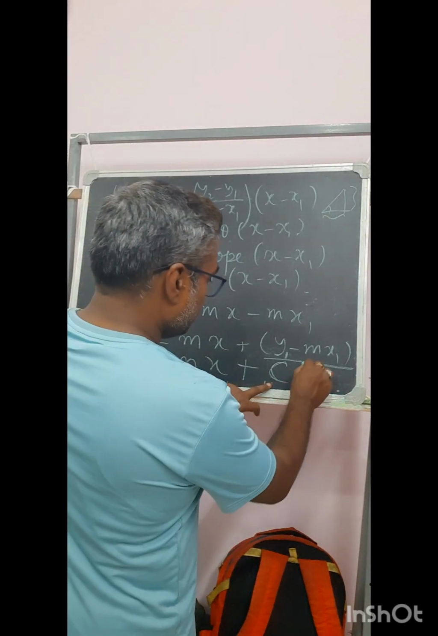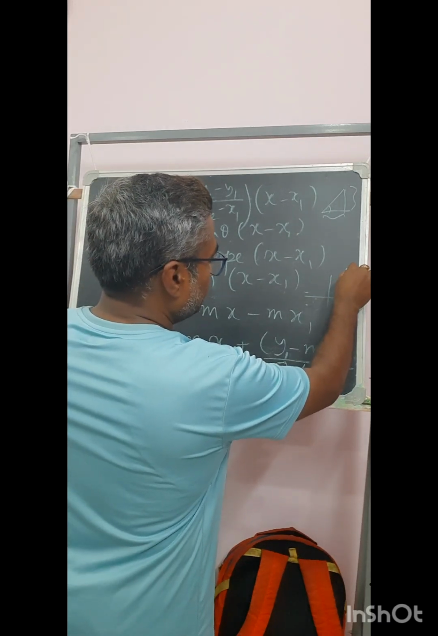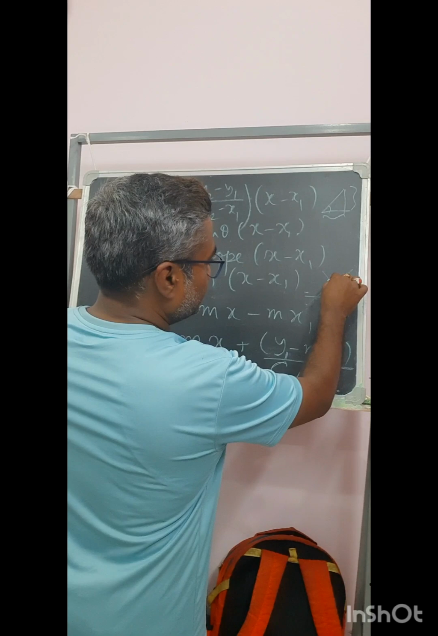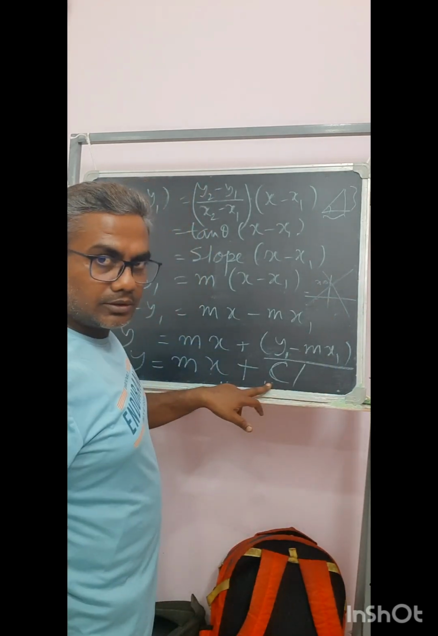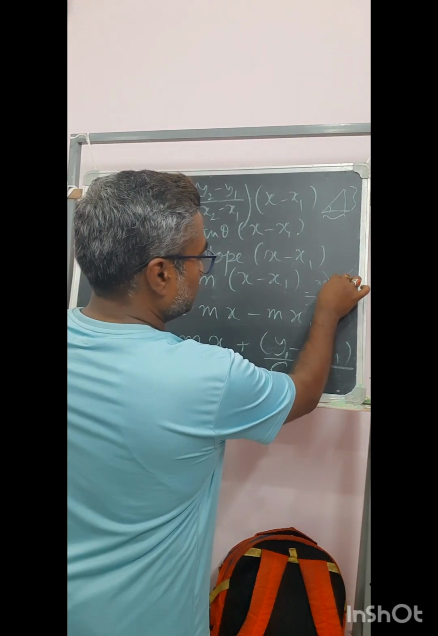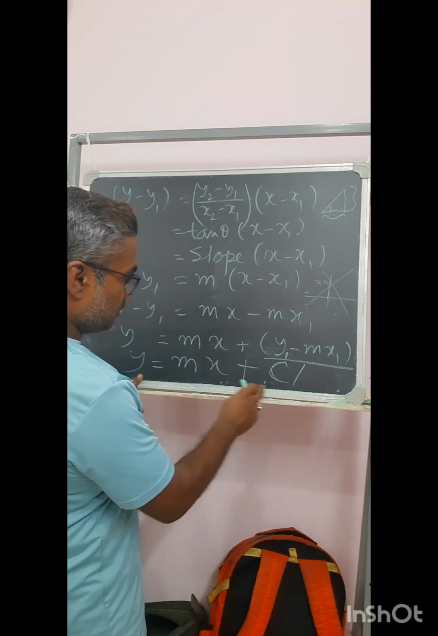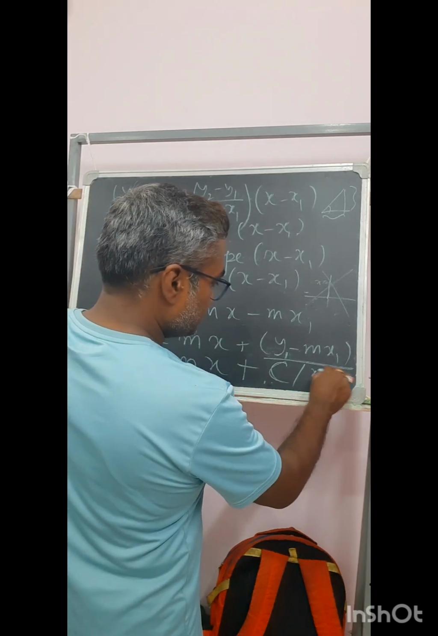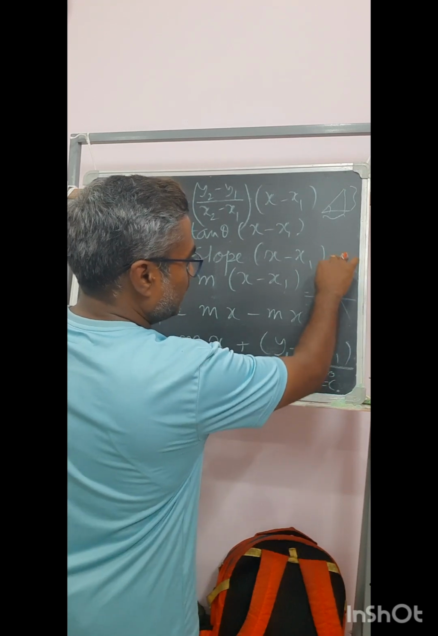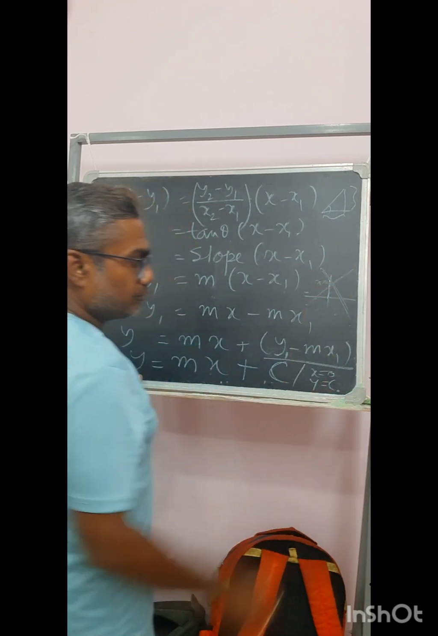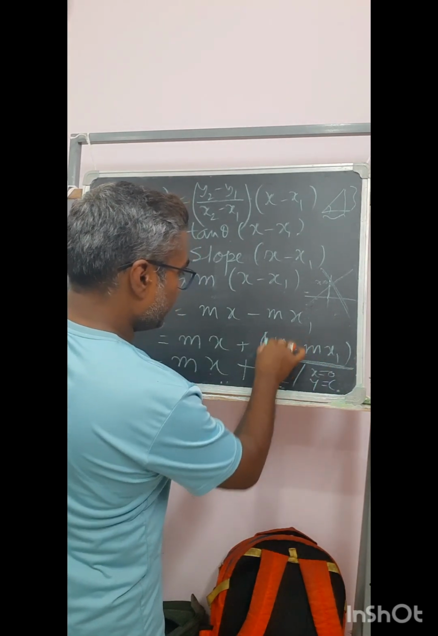How will you prove that? If I put the intercept on the y-axis, how will you find it for any line? The intercept on the y-axis can be found where x is equal to 0, isn't it? If I put x is equal to 0 here, it gives y is equal to c. So that means for x is equal to 0, y is equal to c. This is nothing but the point where the line is intersecting with the y-axis. So c is nothing but the intercept on the y-axis.